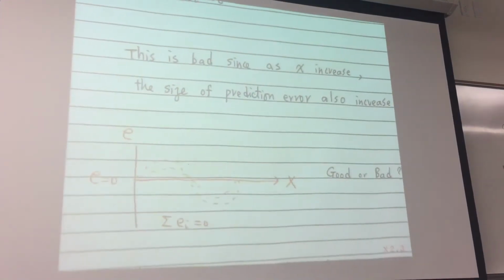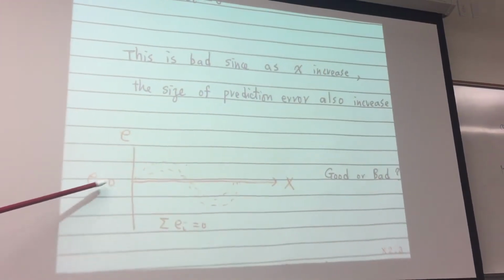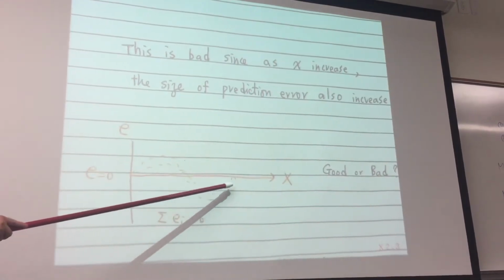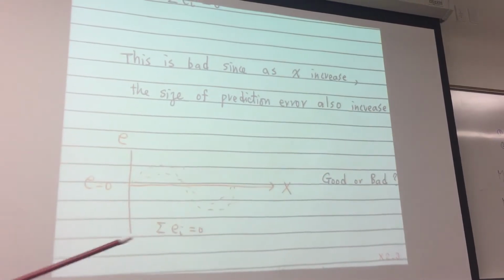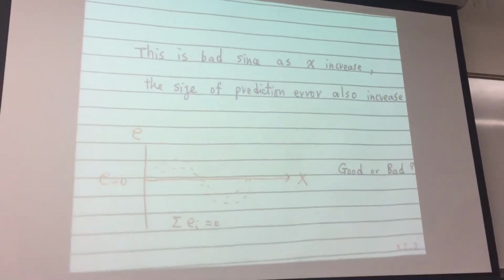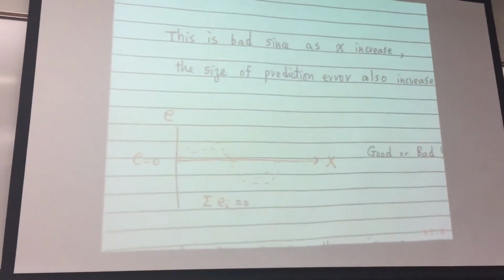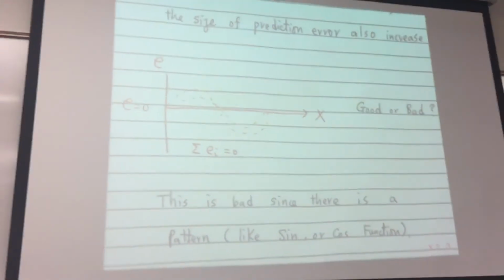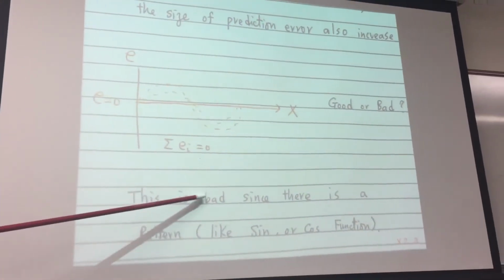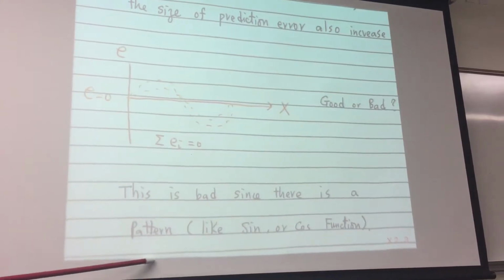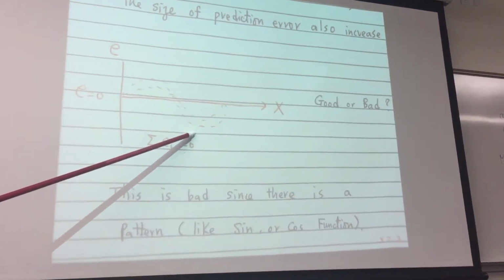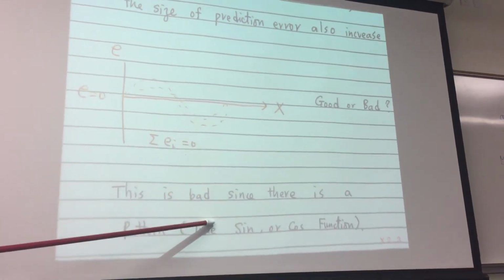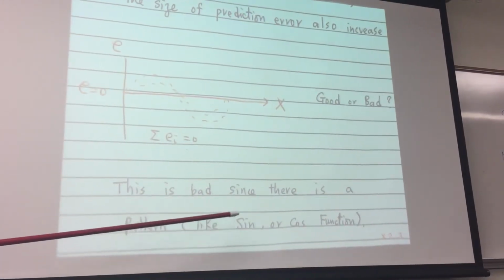Okay? Look at this residual plot. Is this good or bad? The answer is, it's bad again. Why is this bad? The reason is as follows. This is bad since we see there is a pattern. That pattern is like a sine function or cosine function, some trigonometric function. Is that okay? So this is bad because you see a pattern. Is that okay?